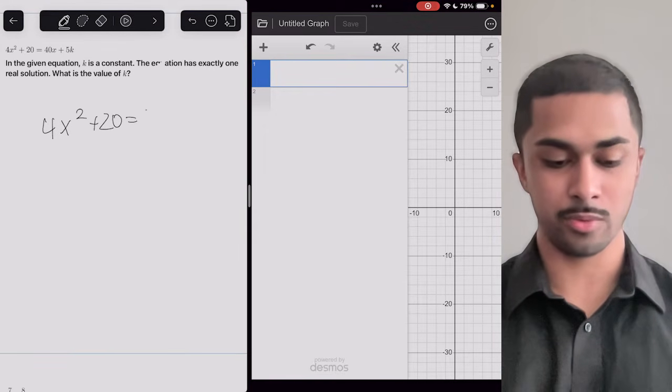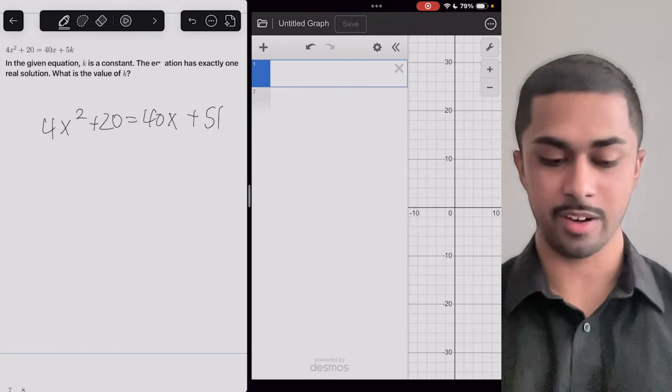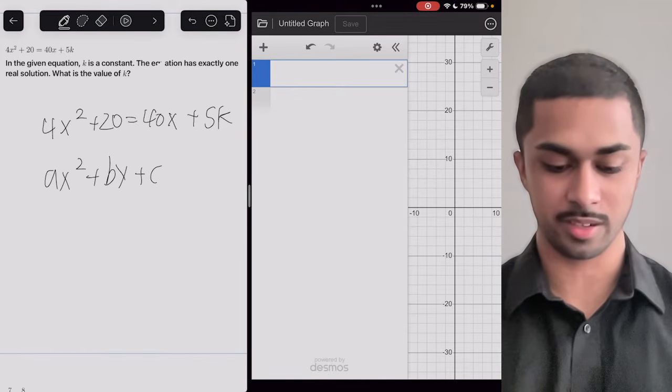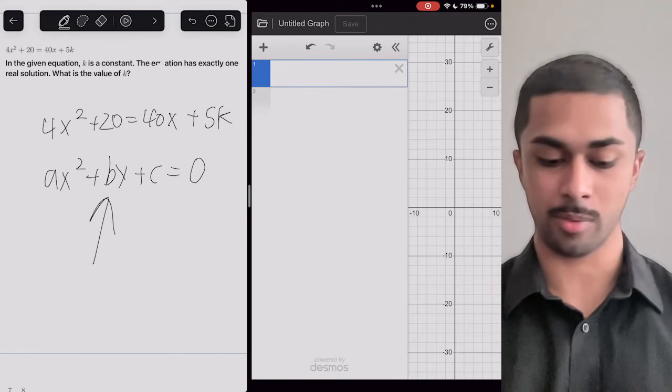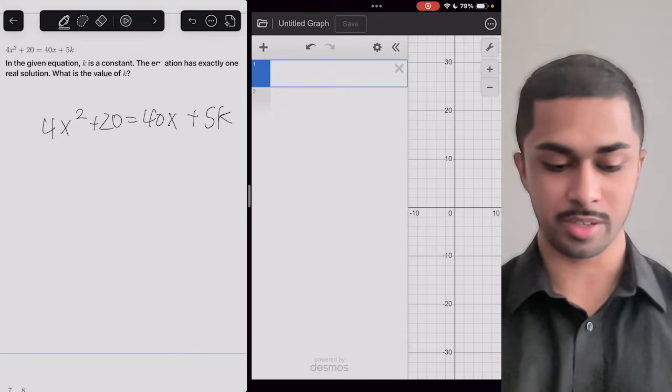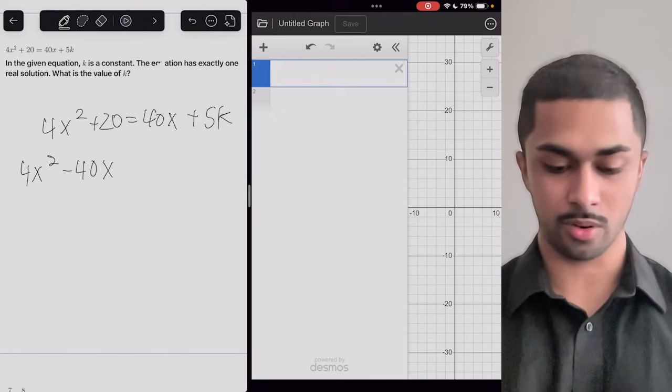What do we do in discriminant questions? Well, we have to bring everything to one side in standard form. What is standard form? Ax squared plus bx plus c. That's the standard form of a parabola. So we have to make it look like this. And that's pretty simple for this type of question because we just move everything over.